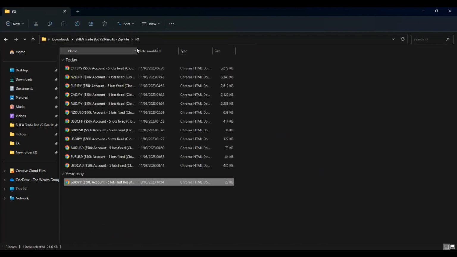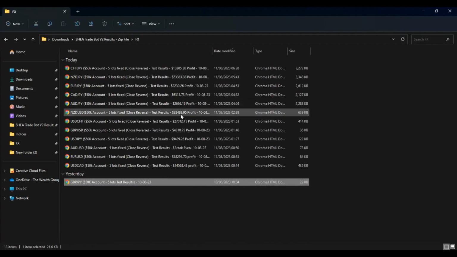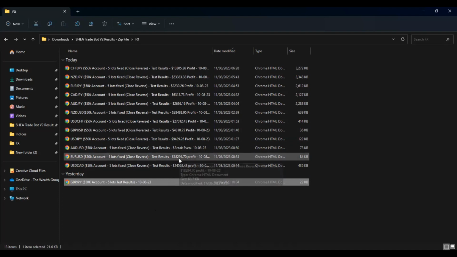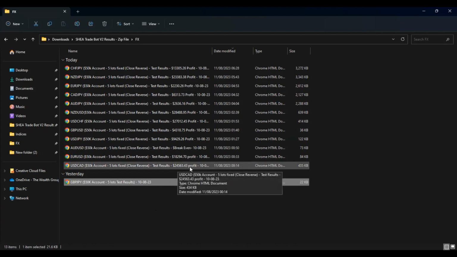So yeah, Ash, these are really the pairs. Now I'm going to open them all, but I'll just read out the results. For NZD USD, total net profit was 28K. The next one is 27,000. 4,118 for GBP USD, just over 9K for USD JPY. AUD USD was break even, which is for a good reason. Euro USD was 18,294, and USD CAD was 24,564.